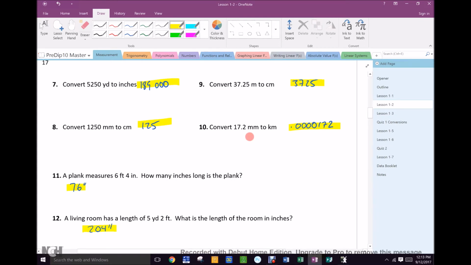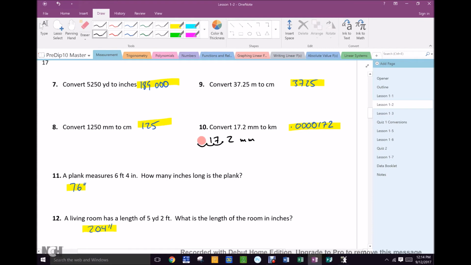Okay. So number 10, 2 ways you can do it. It's metric, right? So you know that for every prefix, you move the decimal 1 spot, yeah? So if you know all your prefixes, do you need to do any math here? So you have 17.2 millimeters, yes? I want to go up to kilometers, right? So what's 1 above millimeters? Centimeters. So 1 spot will take me to centi, right? What's 1 above centi? Deci. That'll move me 1 to deci. What's 1 above deci? Meter.